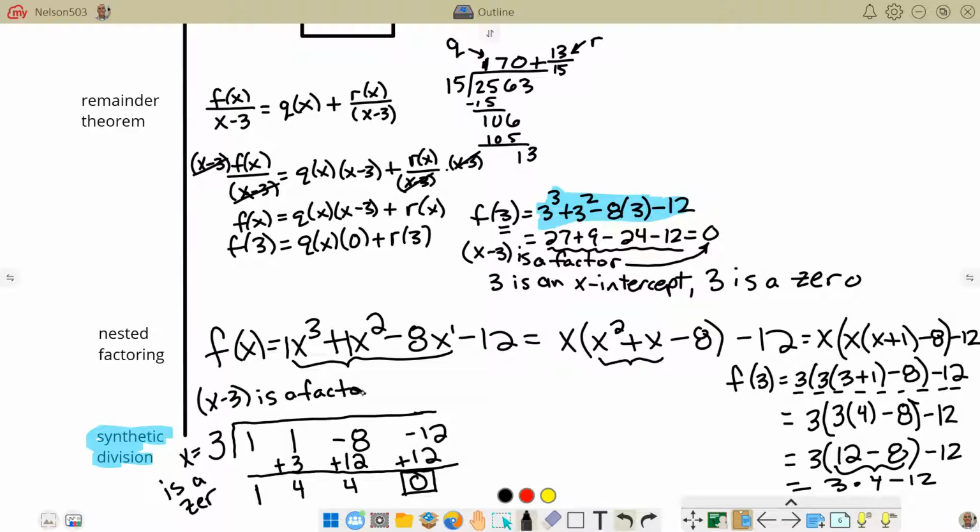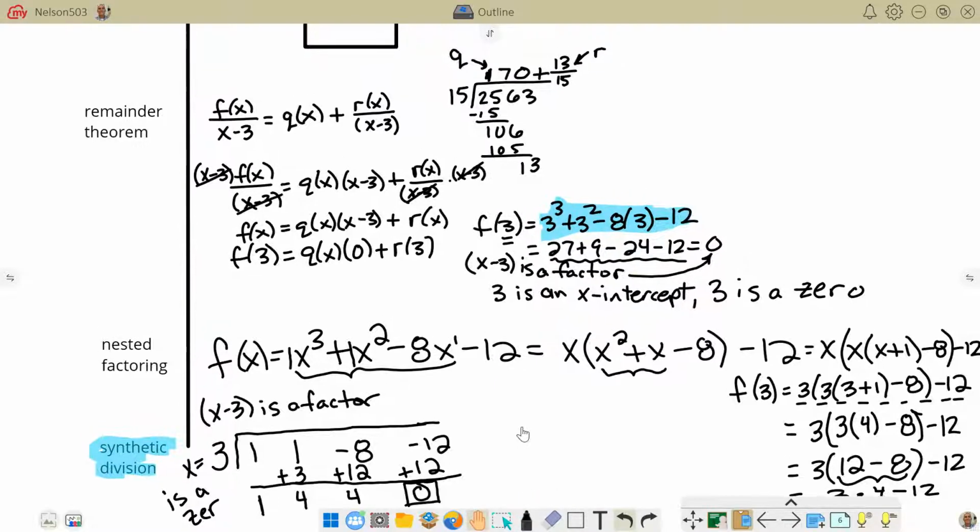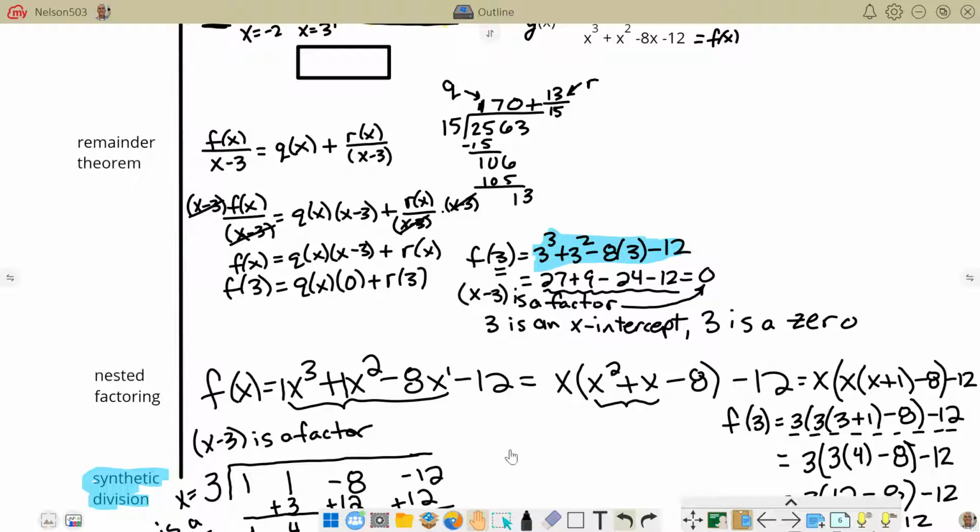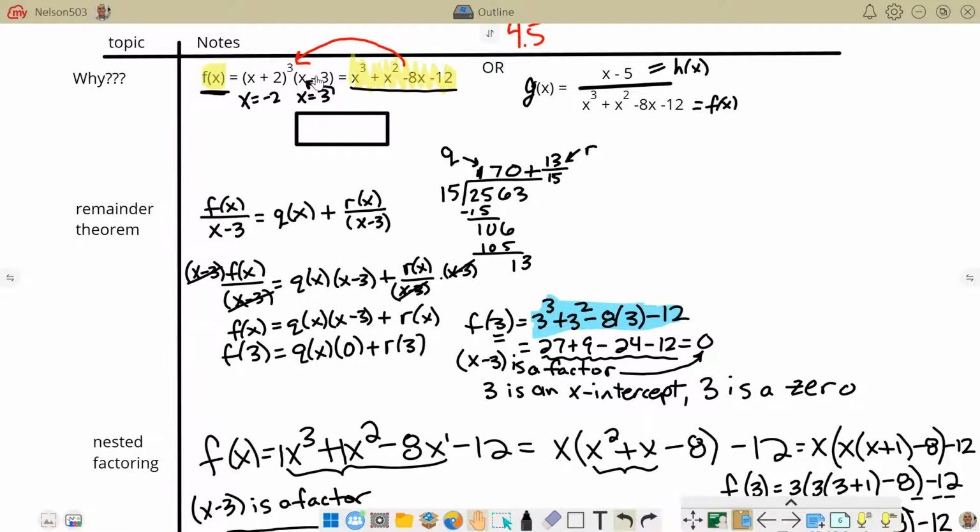You might be thinking right now, Nelson, what are you doing, man? This is a lot of mumbo jumbo, a lot of work. I already knew that x minus 3 was a factor, right? It's right there. Well, look, they're not going to tell us that. They're not going to give us that information. That part's going to be hidden from us, and we're just going to be given the polynomial, and we have to go and try to figure out what the zeros are.